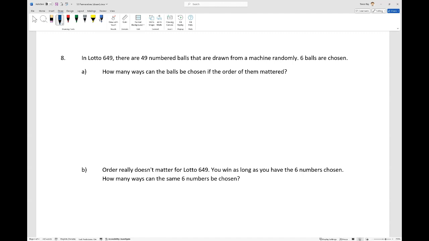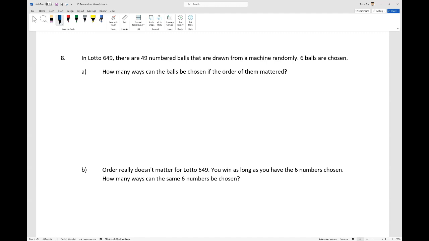Okay, I don't know how many of you know much about the lottery, but one of the more common lotteries out there is called Lotto 649, and it's called that because there are 49 numbered balls and they draw 6 of them randomly. It used to be on TV, they'd actually draw balls out of a machine. I think it's all done digitally now. I'm pretty sure it is anyway.